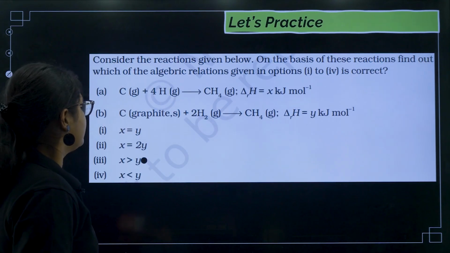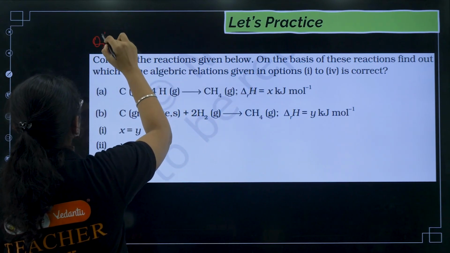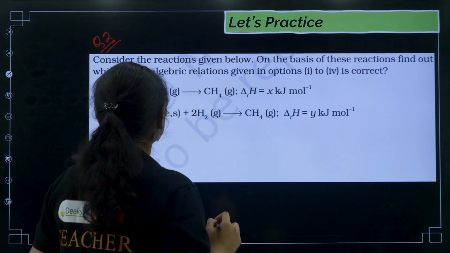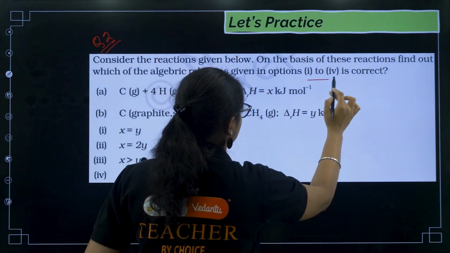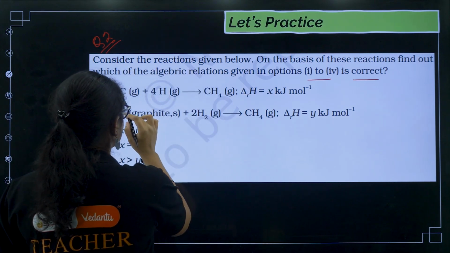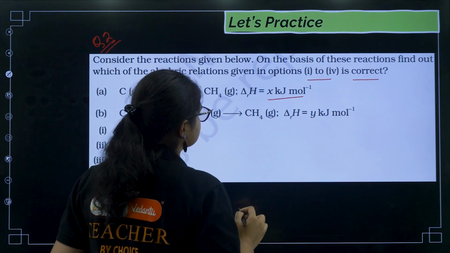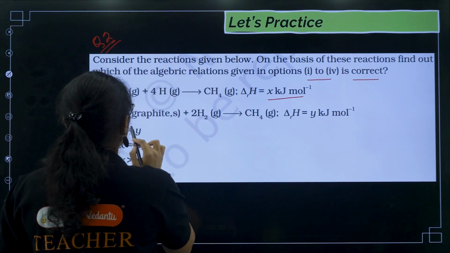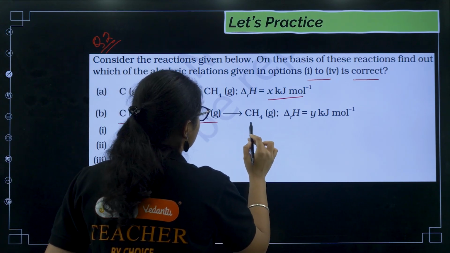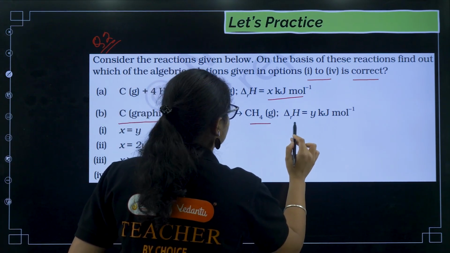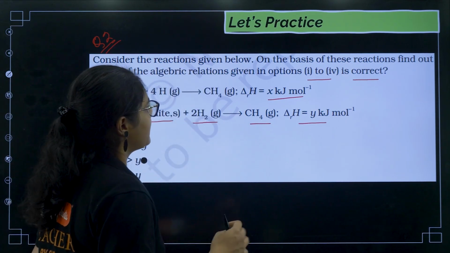Okay. Next, consider the reactions given below. So this is your question number 2. Find out which of the following algebraic relations given in options 1 to 4 is correct. Okay, so you have carbon plus 4 hydrogen gives CH4, and that is x kilojoule per mole. And here you have C graphite in the solid state and 2H2 in the gaseous state, and CH4 is formed. Okay, and here we require y. So in which case is the value more?